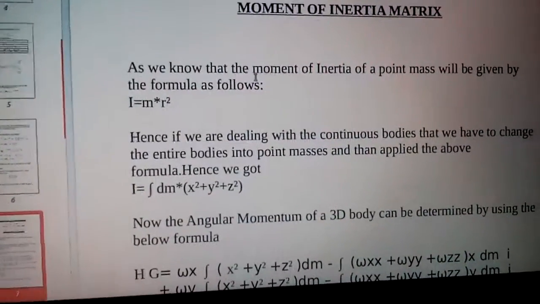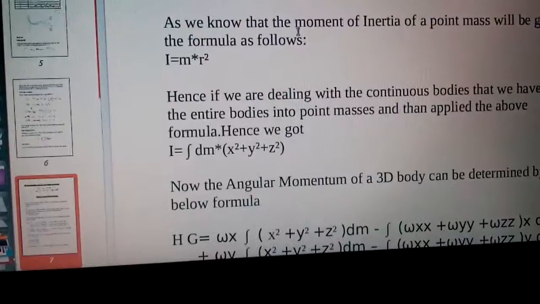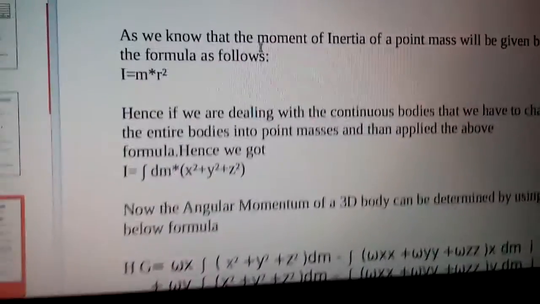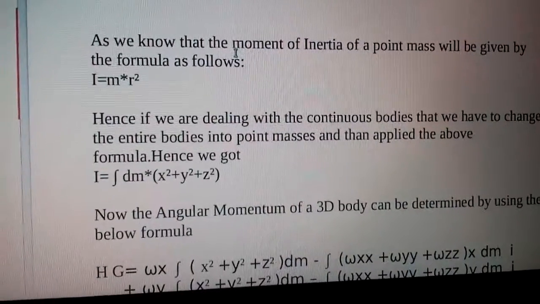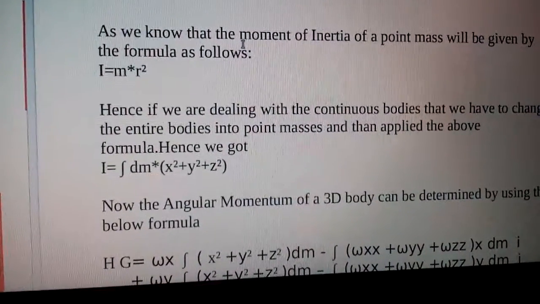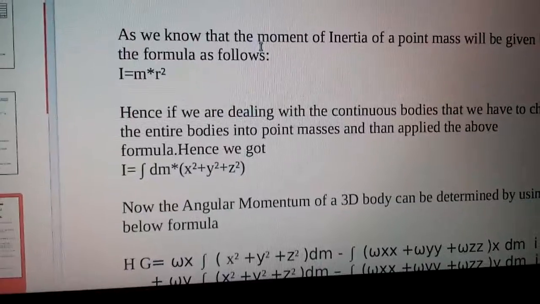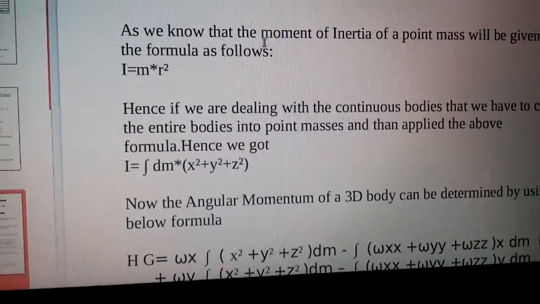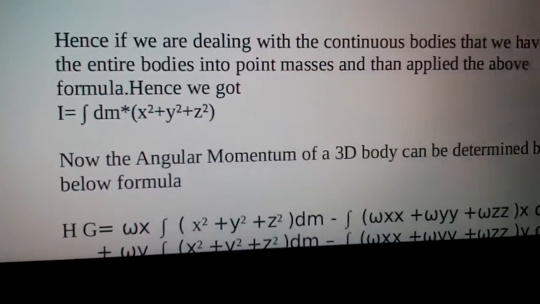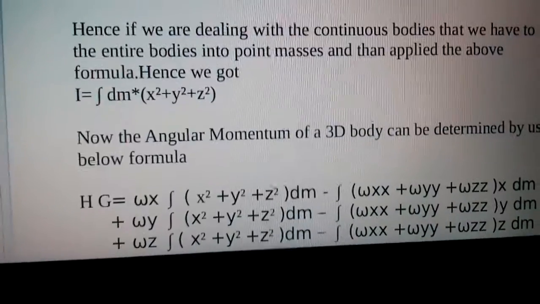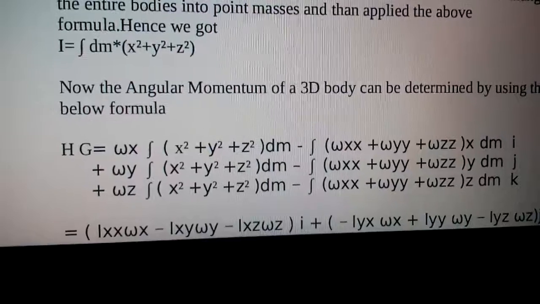Now if we are talking about a 3D body, we can't take the whole to be as one. We have to consider it as point masses, and we have to take its inertia with respect to x, y and z axis, which is given by the expression here. Now moving along, another topic we will get is angular momentum.